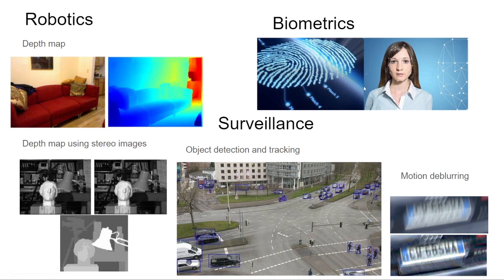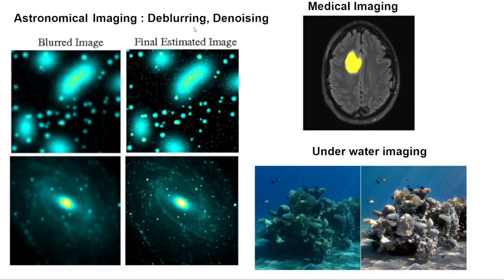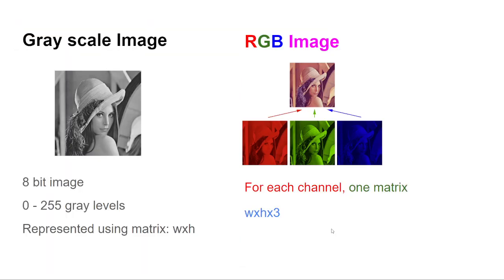Then for biometrics, we have to identify some person from the biometry. So this is one of the applications. And for surveillance, some object detection and tracking algorithm should be developed. Then motion deblurring also is there for surveillance. Then comes astronomical imaging. Here we have blurred images, and those images will be deblurred. And for medical imaging also, image processing has very much application to diagnose some diseases. Then underwater imaging enhancement is another area.